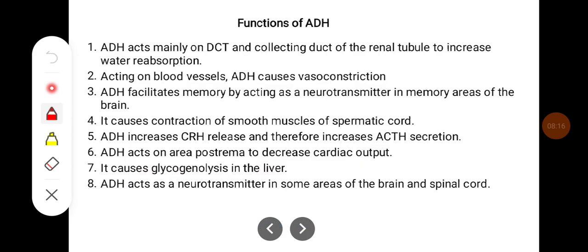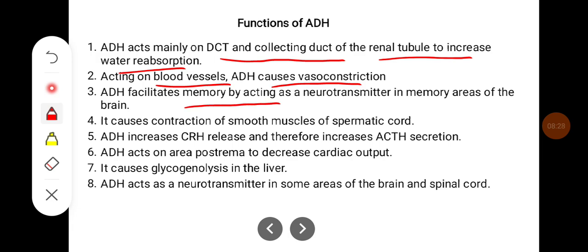ADH mainly acts on DCT and collecting duct of the renal tubule to increase water reabsorption. Acting on the blood vessels, ADH causes vasoconstriction. ADH facilitates the memory by acting as a neurotransmitter in memory areas of the brain. It causes contraction of the smooth muscles of the spermatic cord.